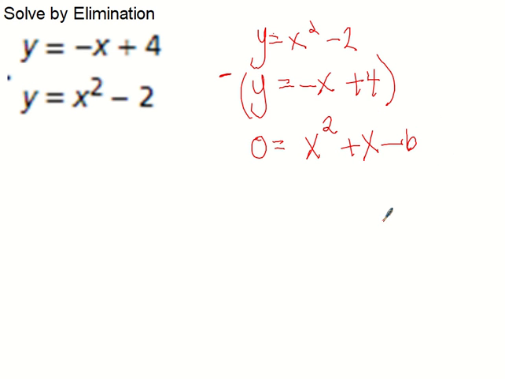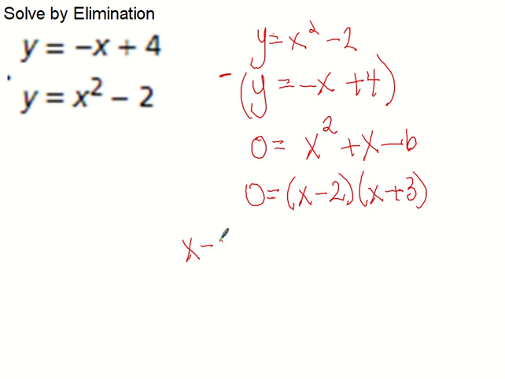I can still factor this. And so I'm going to get (x minus 1) and (x plus 6). Nope, that's not right. I don't know what I was thinking. (x minus 2) and (x plus 3). There we go. That would be 5 if I wanted 5 there. Right, so if I multiply these, they get negative 6. If I add these together, I get positive 1.